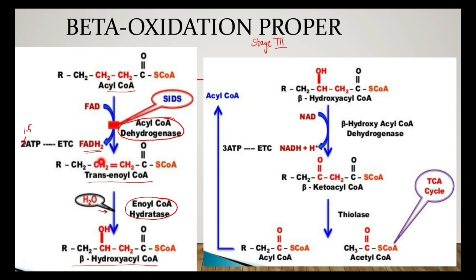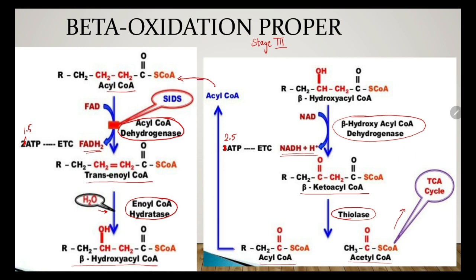Then the beta-hydroxyacyl-CoA will form beta-ketoacyl-CoA under the activity of beta-hydroxyacyl-CoA dehydrogenase. Here NADH plus H plus is formed, which will undergo ETC to give 2.5 ATP each. The beta-ketoacyl-CoA formed undergoes the activity of thiolase to give acyl-CoA and acetyl-CoA. Now the acyl-CoA will again participate into this reaction and the acetyl-CoA formed will go into the Krebs cycle.